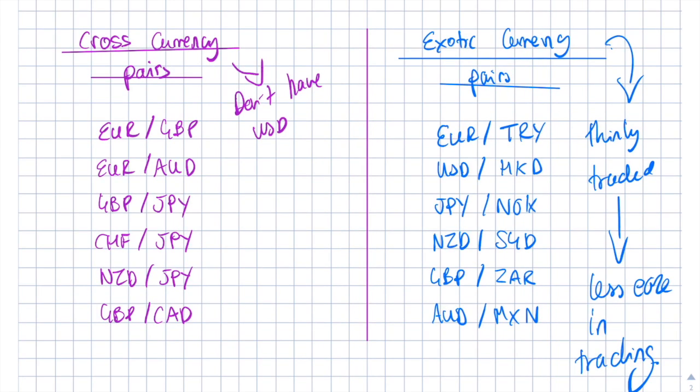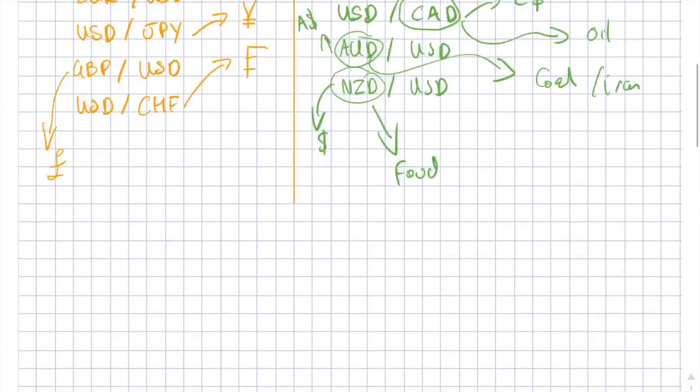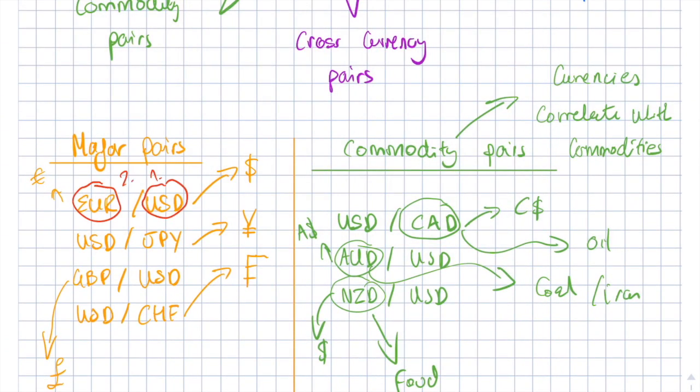So thank you for watching this lecture. In the next lecture, I'll be explaining four major currencies, which are the first one is the US dollar. Then I'll be explaining the euro, then the Japanese yen, and then the British pound. So I look forward to seeing you in the next video.